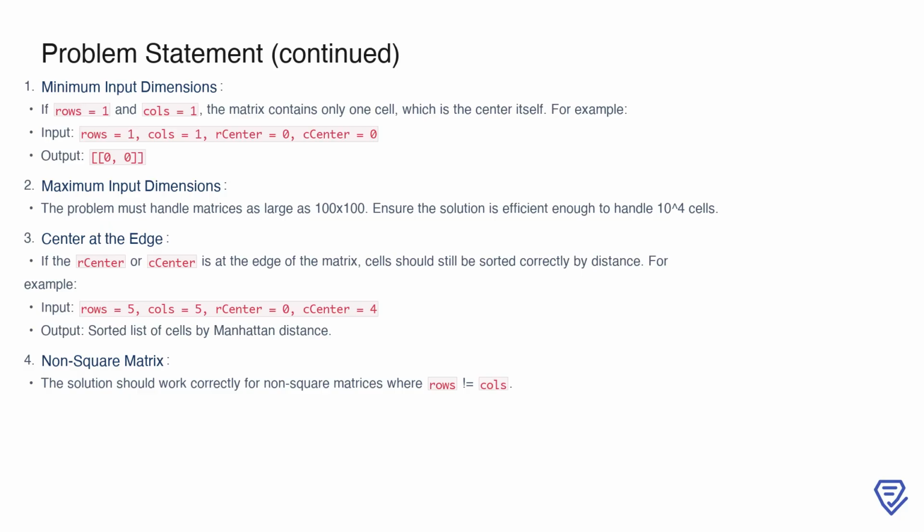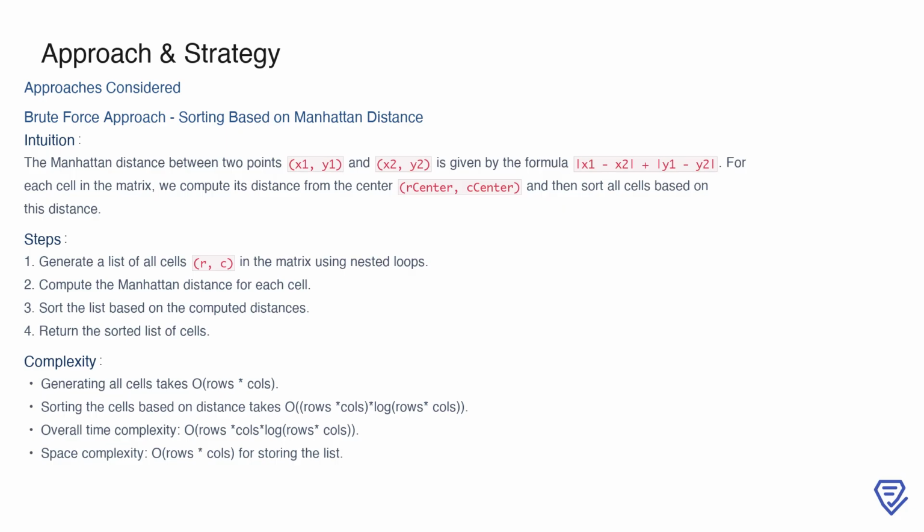Finally, the solution must work for non-square matrices, such as rows equals 3 and cols equals 7. Regardless of the matrix shape, the logic for calculating distances and sorting the cells remains the same. To solve this problem, one approach we can consider is a brute force method that sorts the matrix cells based on their Manhattan distance from the given center.